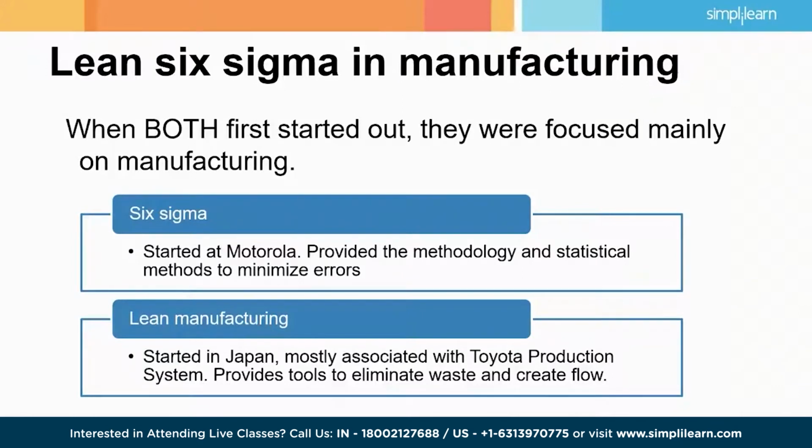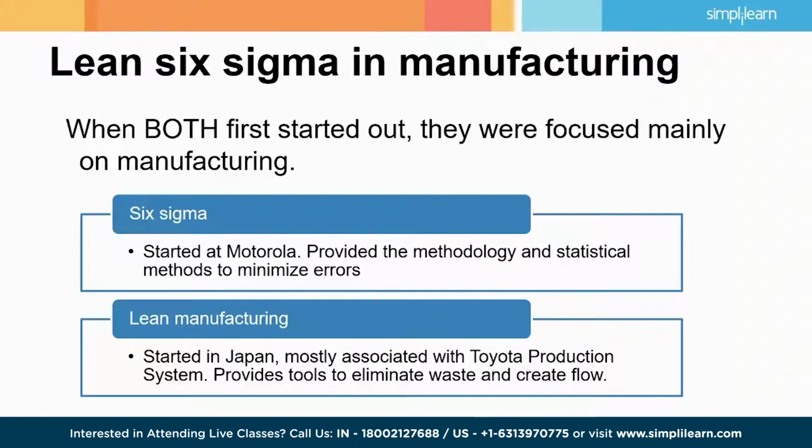So the real truth is that at the very beginning, Lean and Six Sigma both started on the manufacturing side. Six Sigma is a philosophy of process management developed by Motorola in the 80s that uses statistical methods to minimize errors. Over the long term, manufacturing processes tend to deviate from the standard, so Six Sigma helps to reduce that deviation. In the case of lean manufacturing, it began in Japanese manufacturing after the World War II crisis.